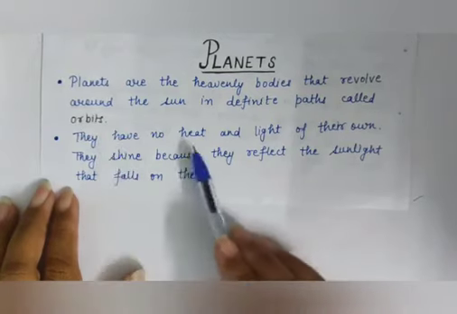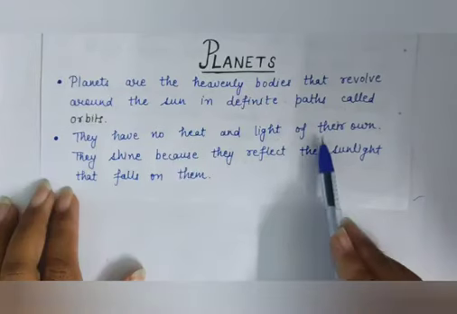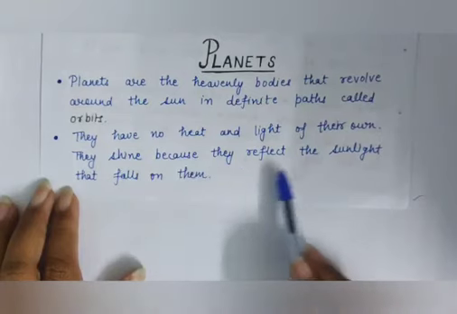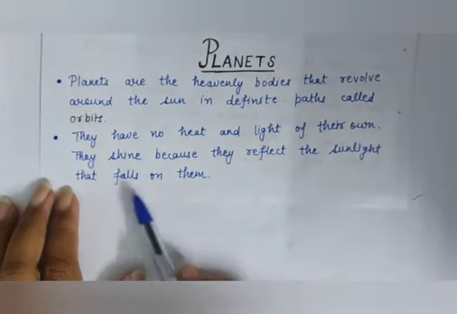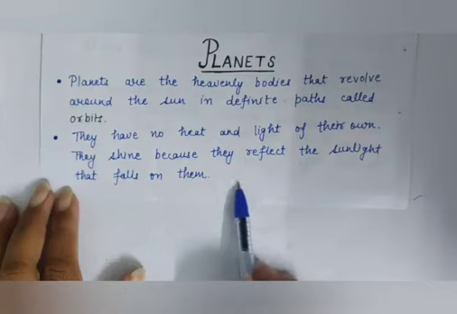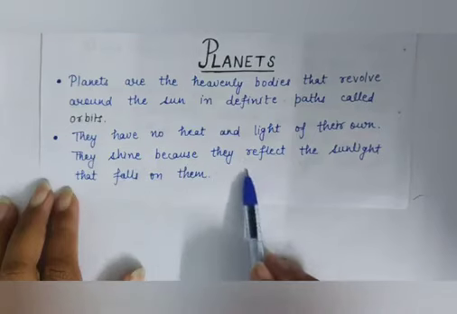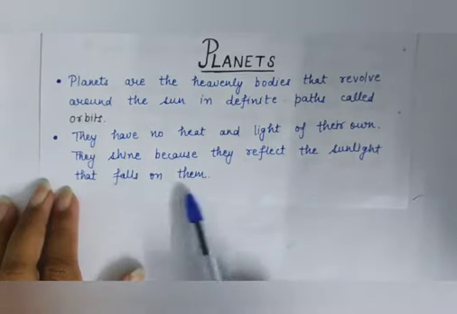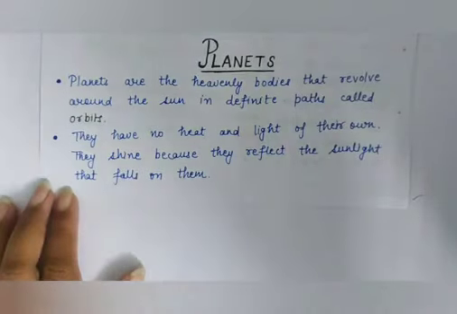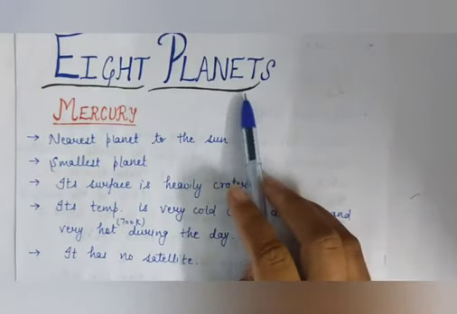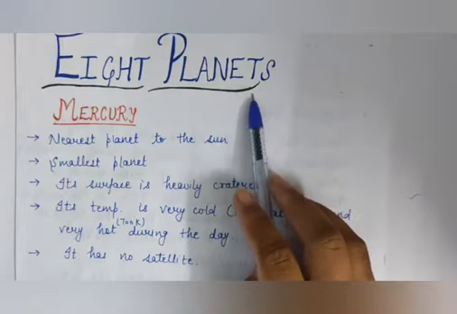They have no heat and light of their own, but they shine because they reflect the sunlight that falls on them. All the planets are non-luminous. They shine because they reflect the sunlight that falls on them. So there are 8 planets in our solar system. Let us study about each planet one by one.